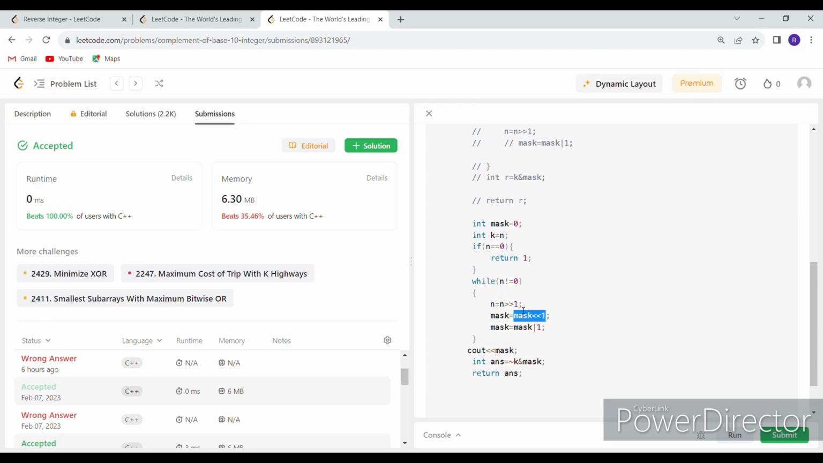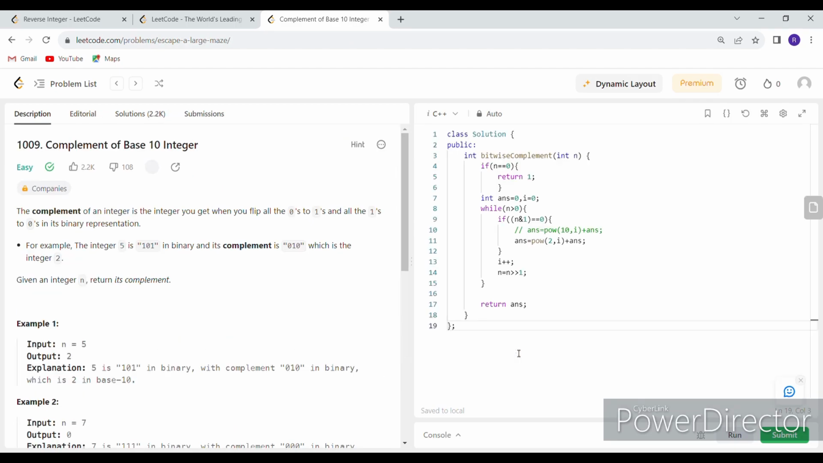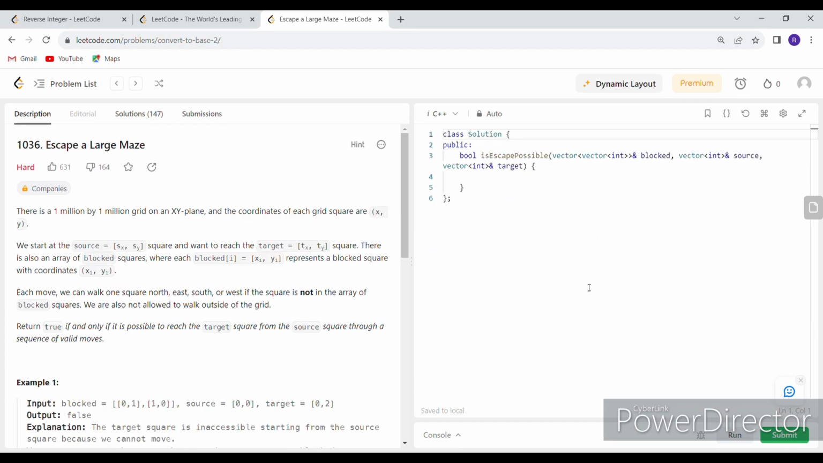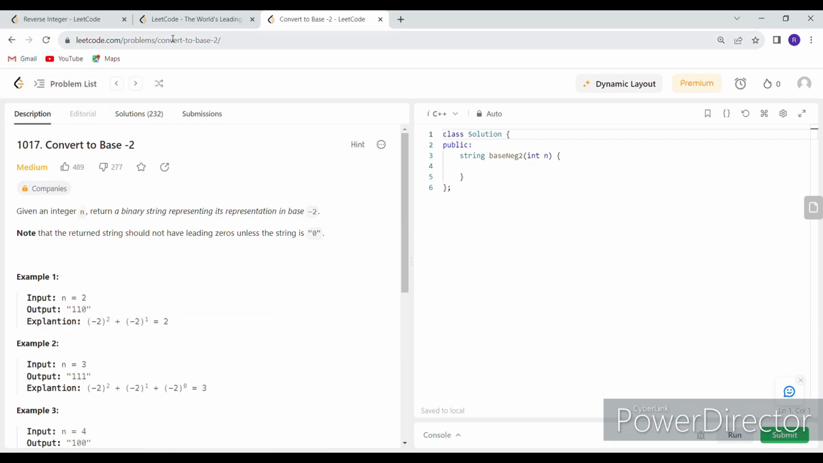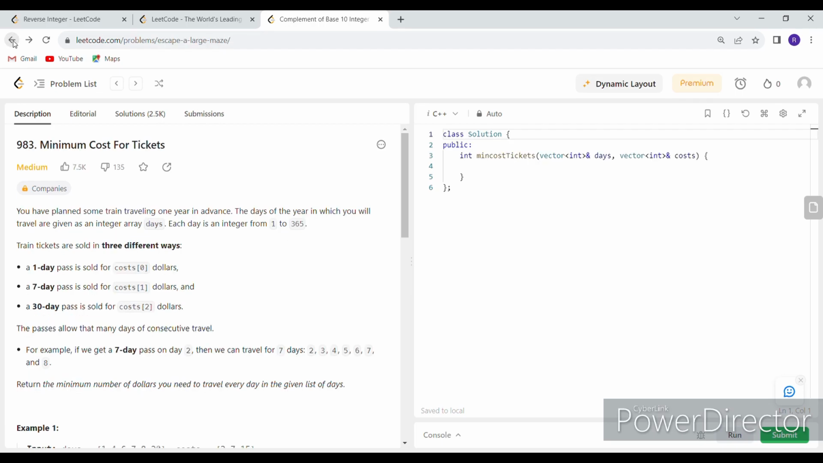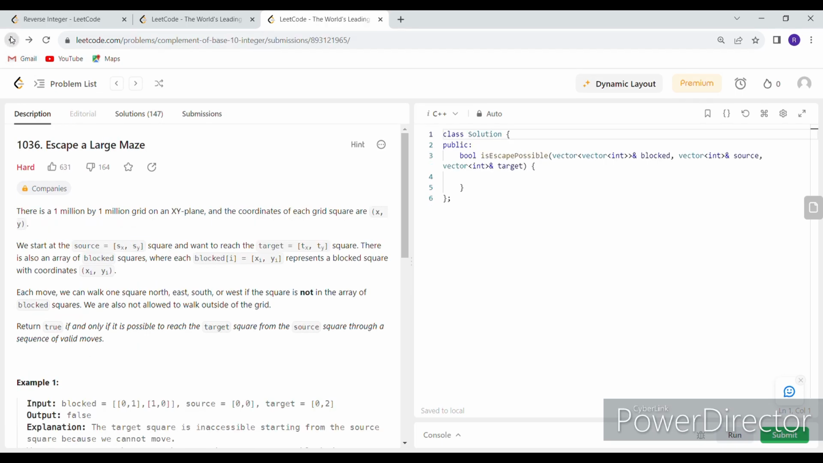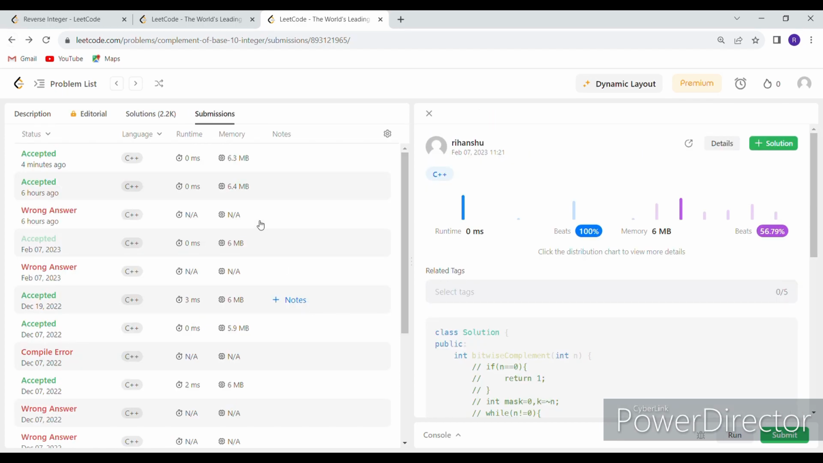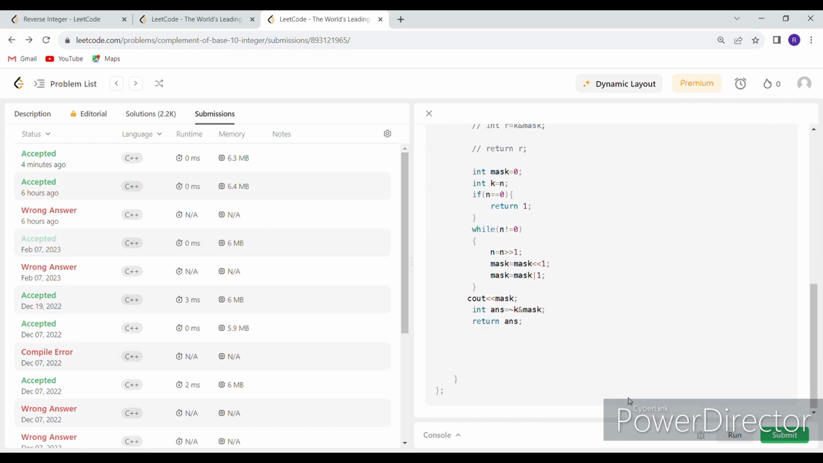After getting it, I need to store that mask. After coming out of the loop I have the mask as triple ones. So yeah, I have the mask with me.